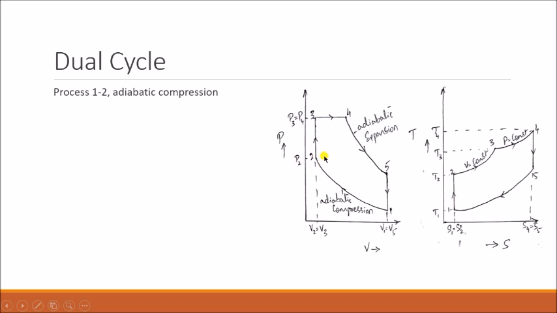During this first heat addition, the volume is kept constant. So the volume is kept constant and heat is added. During this, the pressure further increases from P2 to P3, the volume remains the same, and the temperature increases from T2 to T3. So partially the heat is added during constant volume.